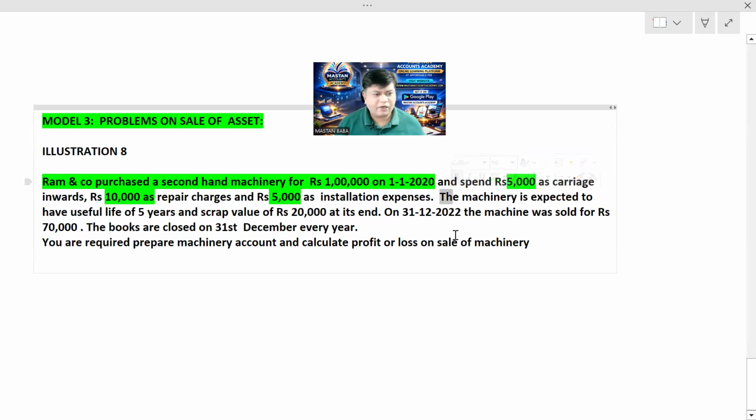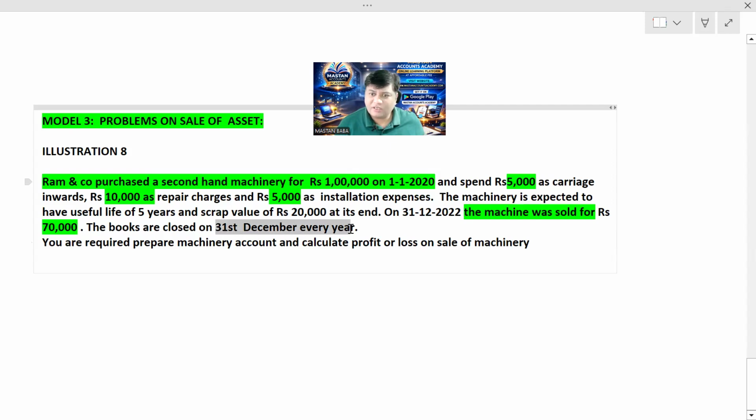And the machinery is expected to have a life of 5 years and scrap value is 20,000 at its end. And on 31/12/2022, the machine was sold, please focus on this point. The machine was sold for how much? 70,000. The machine was sold for 70,000 after using from 1/1/2020 to 31st December 2022. So they have used it completely for 3 years. 2020 completely used, 2021 used, and 2022 completely used, and sold for 70,000. The books are closed on 31st December every year.